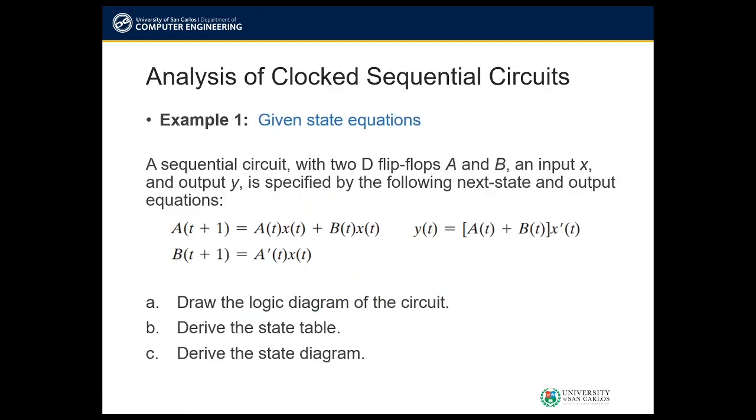Now let's consider this first example. A sequential circuit with two D flip-flops A and B, an input x, and an output y is specified by the following next state and output equations. We have these two equations here as the next state equations, and we have this equation on the right as the output equation. First, we need to draw the logic diagram of the circuit. Second, we derive the state table, and lastly, we derive the state diagram.